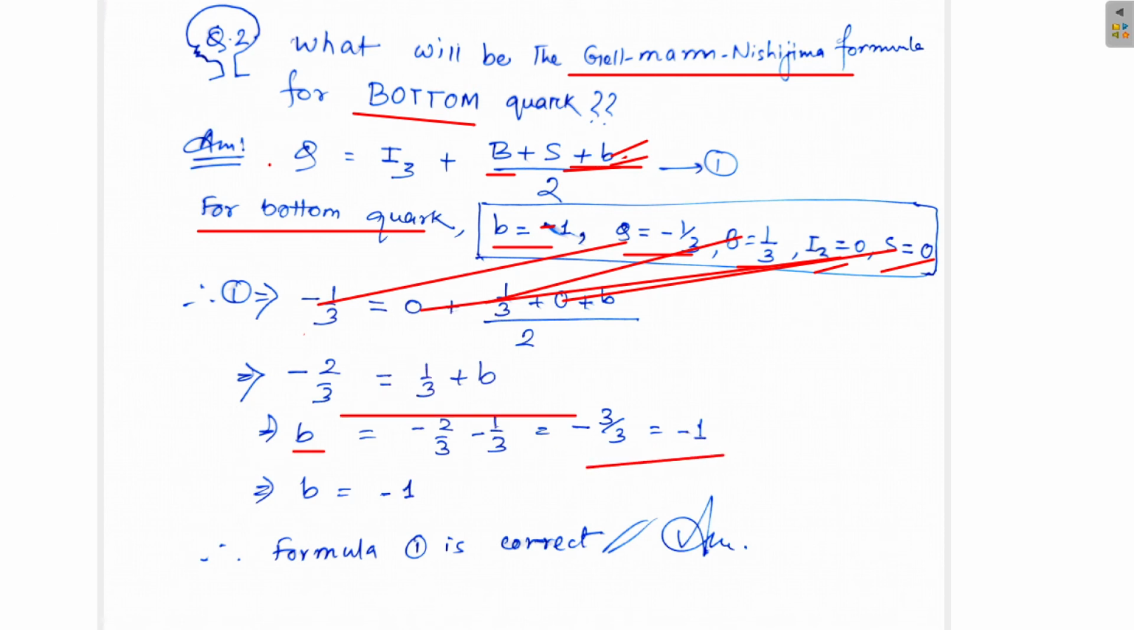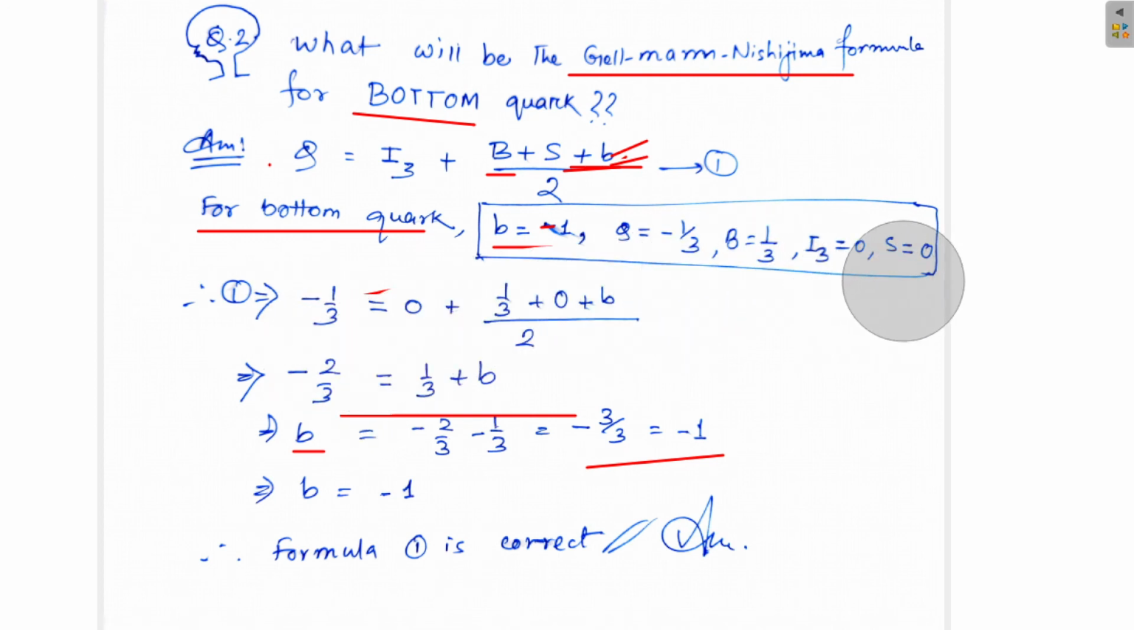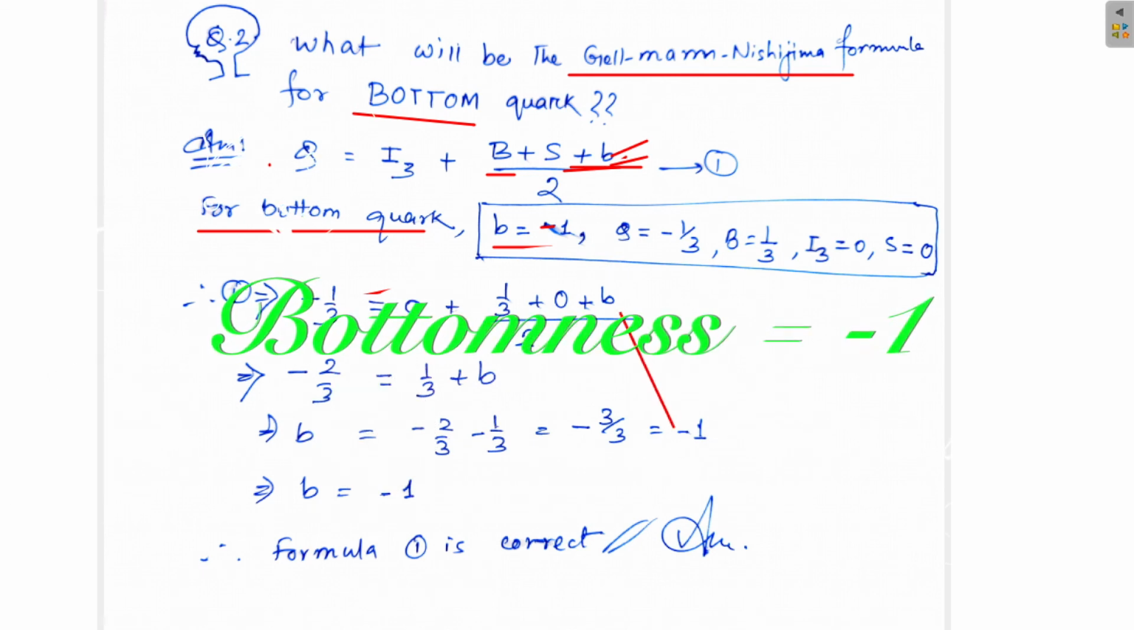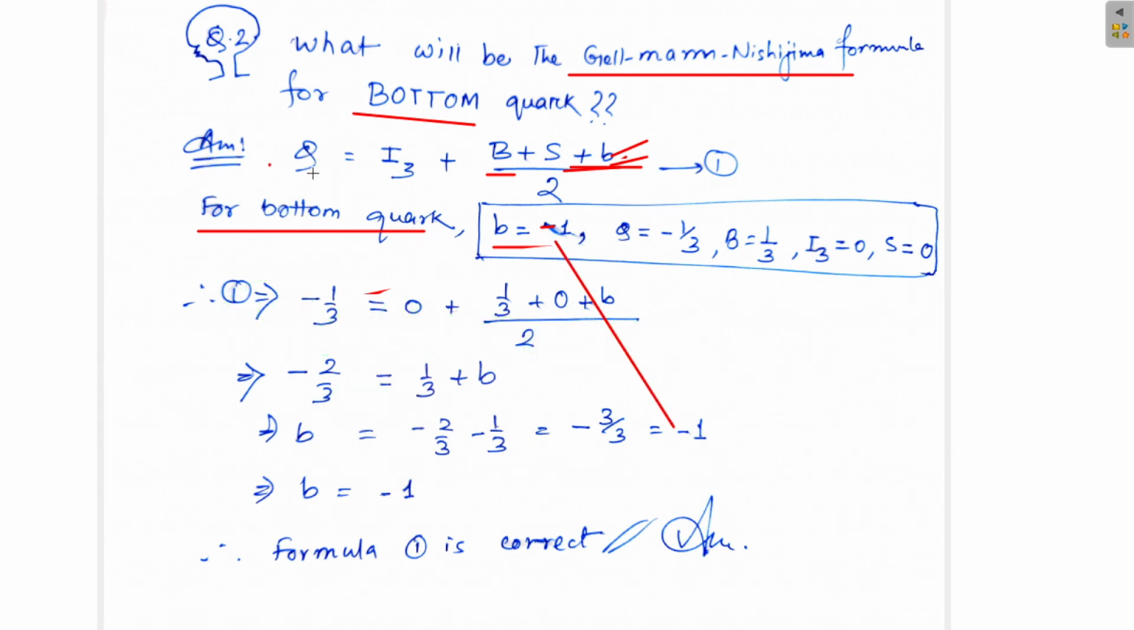So we are getting the correct answer because the bottomness of the bottom quark is -1. So the answer given here is the correct answer. We can see that in case of the bottom quark, the Gell-Mann-Nishijima formula can be modified like this: Q is equal to I3 plus B plus S plus B' over 2.